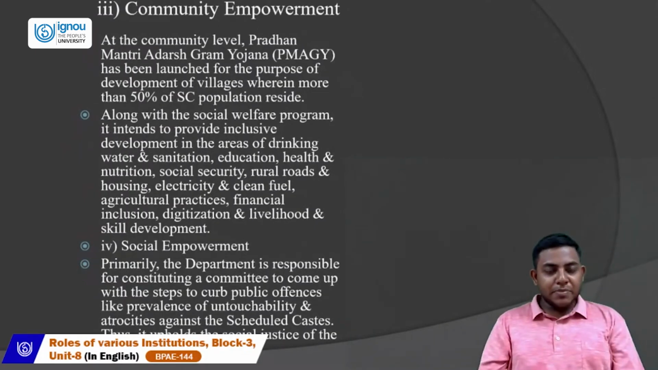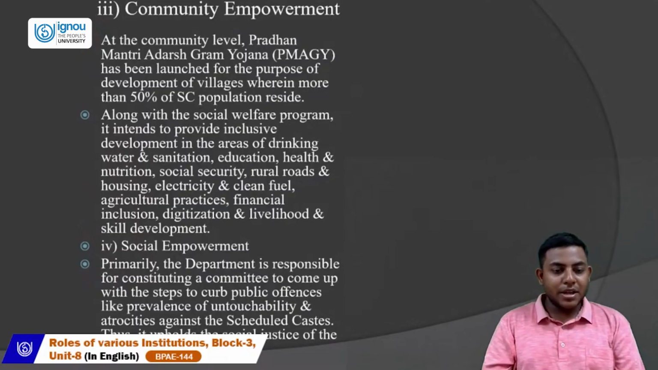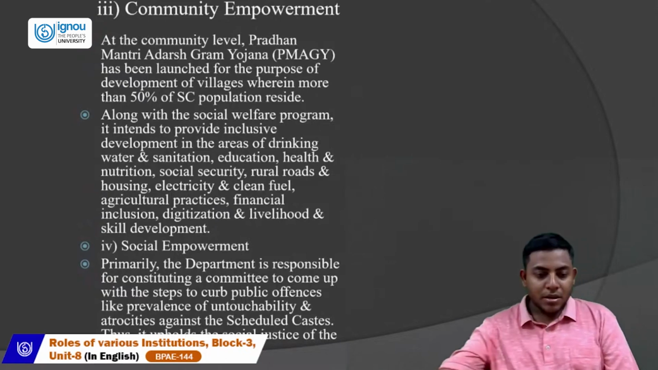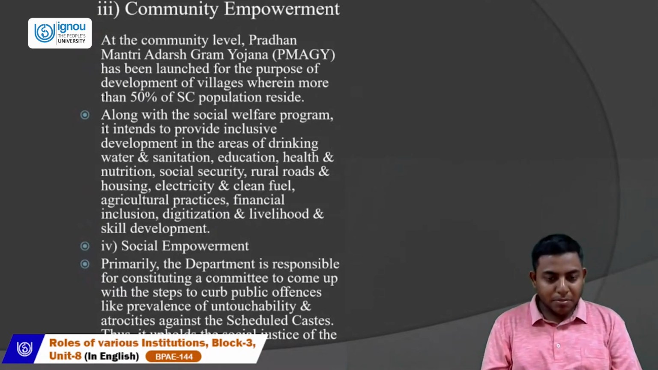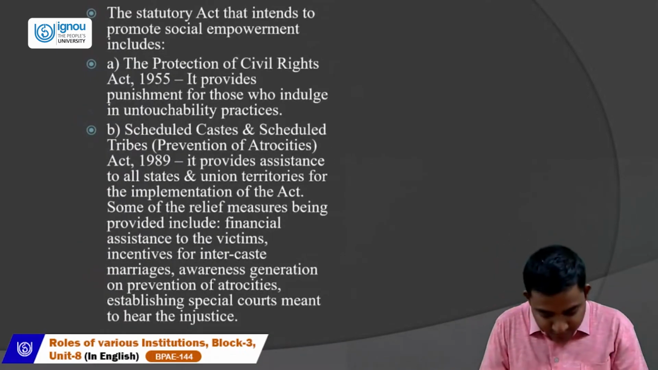Now another aspect that is being done by the Department of Social Justice and Empowerment is social empowerment. Primarily the department is responsible for constituting a committee to come up with steps to curb public offences like the prevalence of untouchability and atrocities against the scheduled castes. Thus, it upholds the social justice of the target audience.